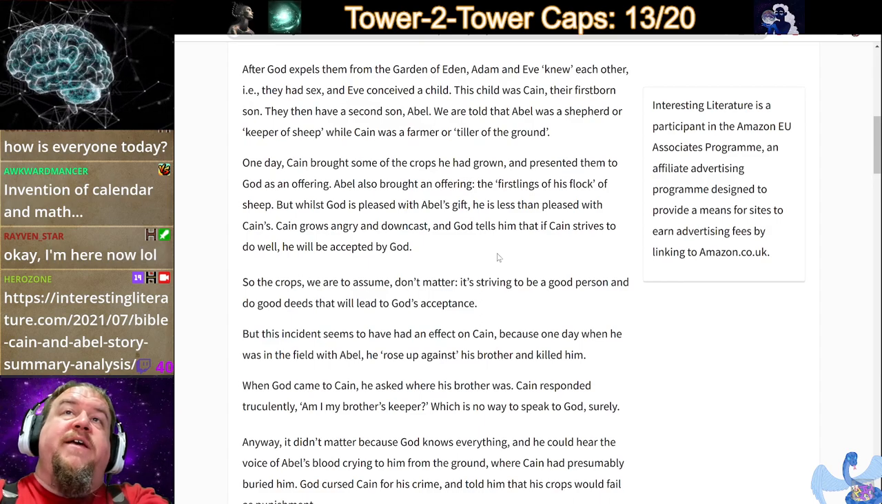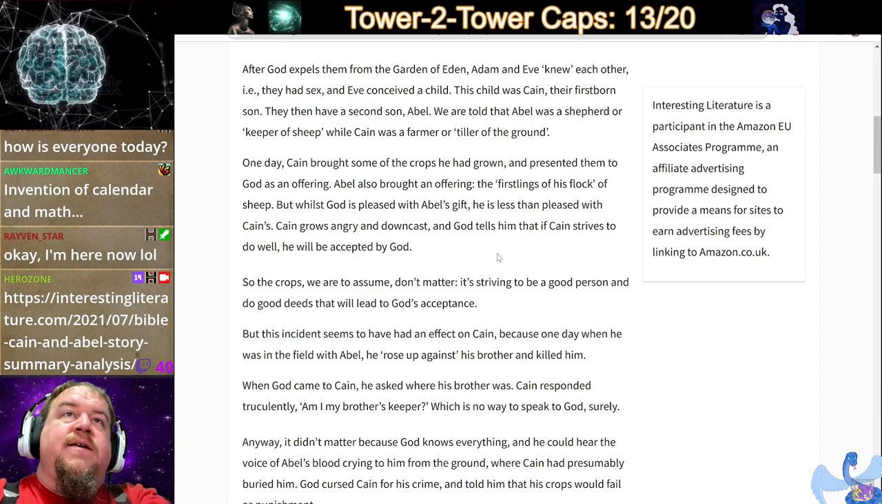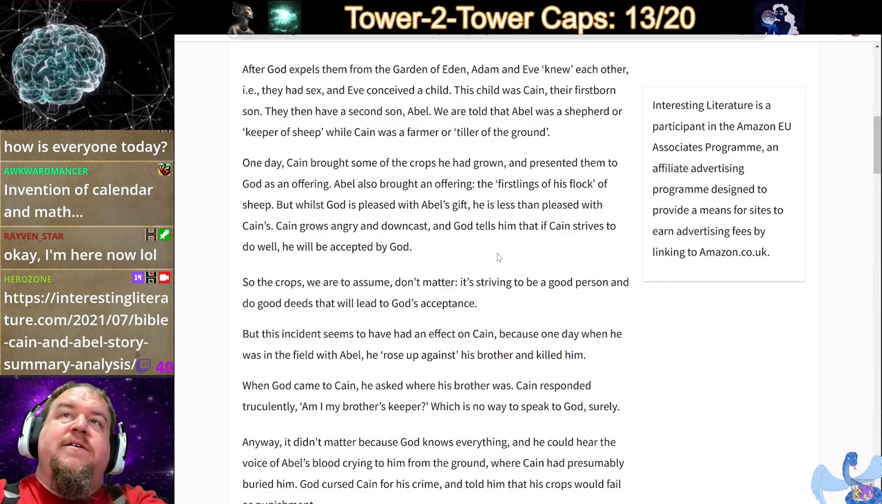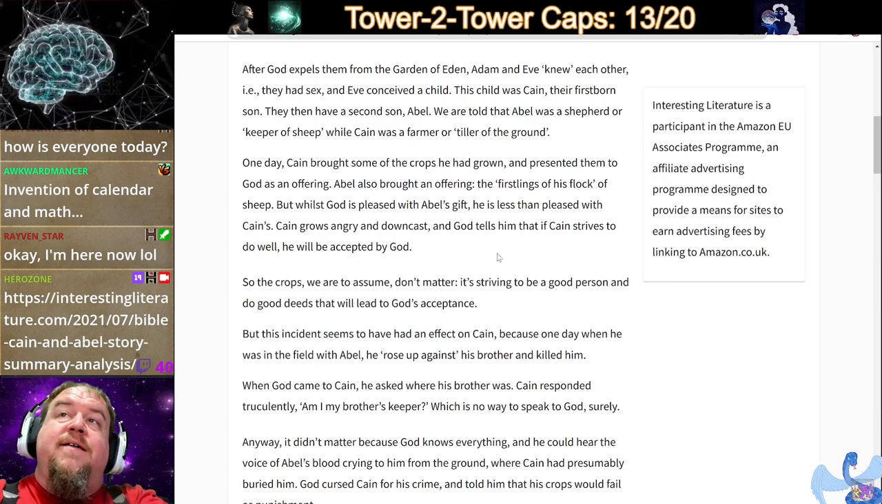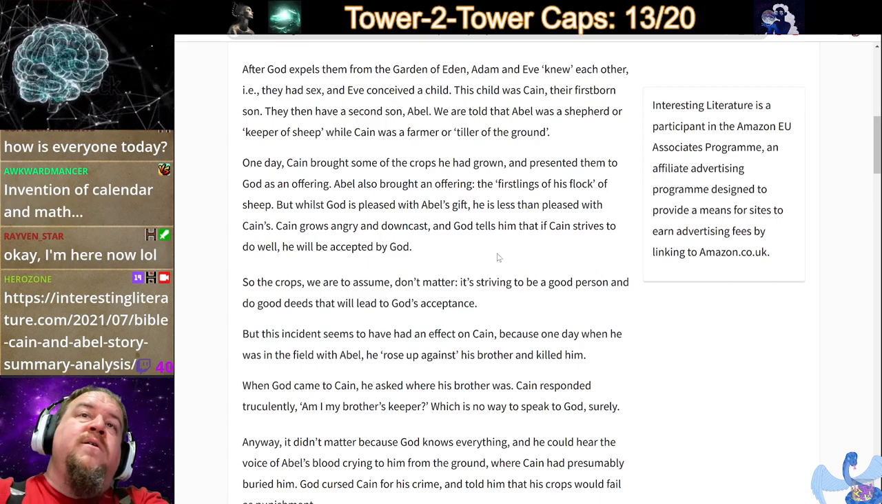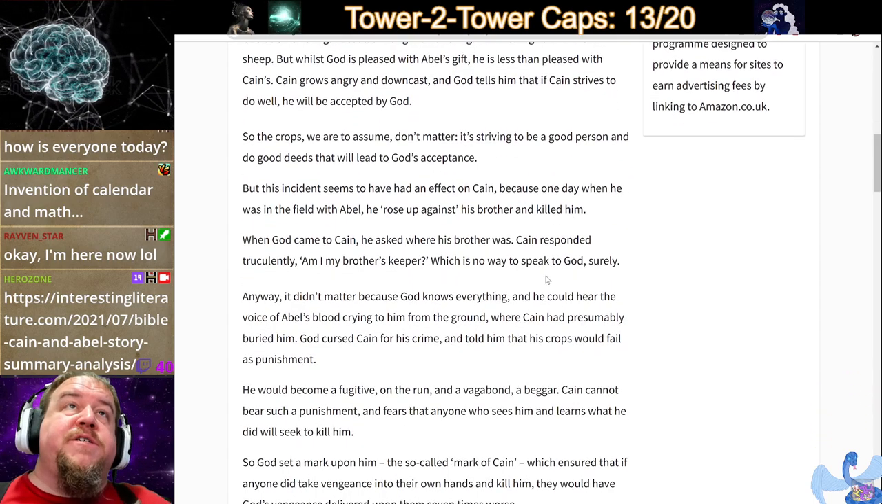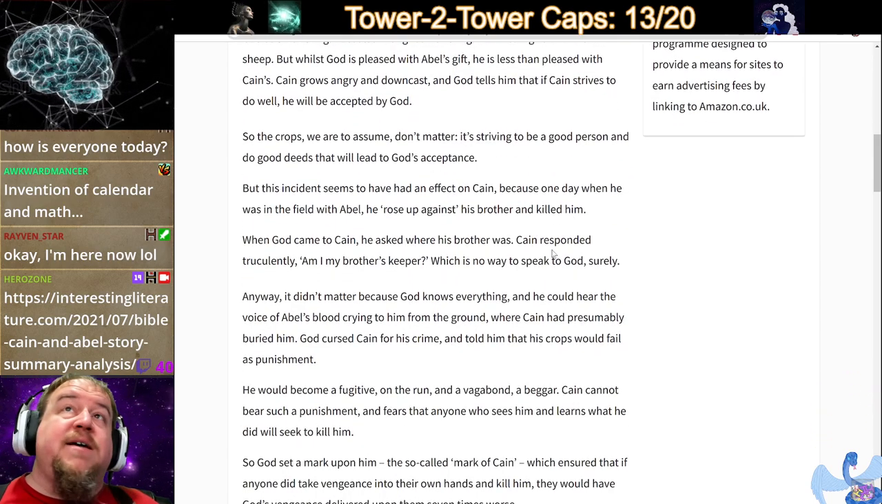But whilst God is pleased with Abel's gift, he is less than pleased with Cain's. Cain grows angry and downcast, and God tells him that if Cain strives to do well, he will be accepted by God. So the crops, we're to assume, don't matter. It's striving to be a good person and do good deeds that will lead to God's acceptance.